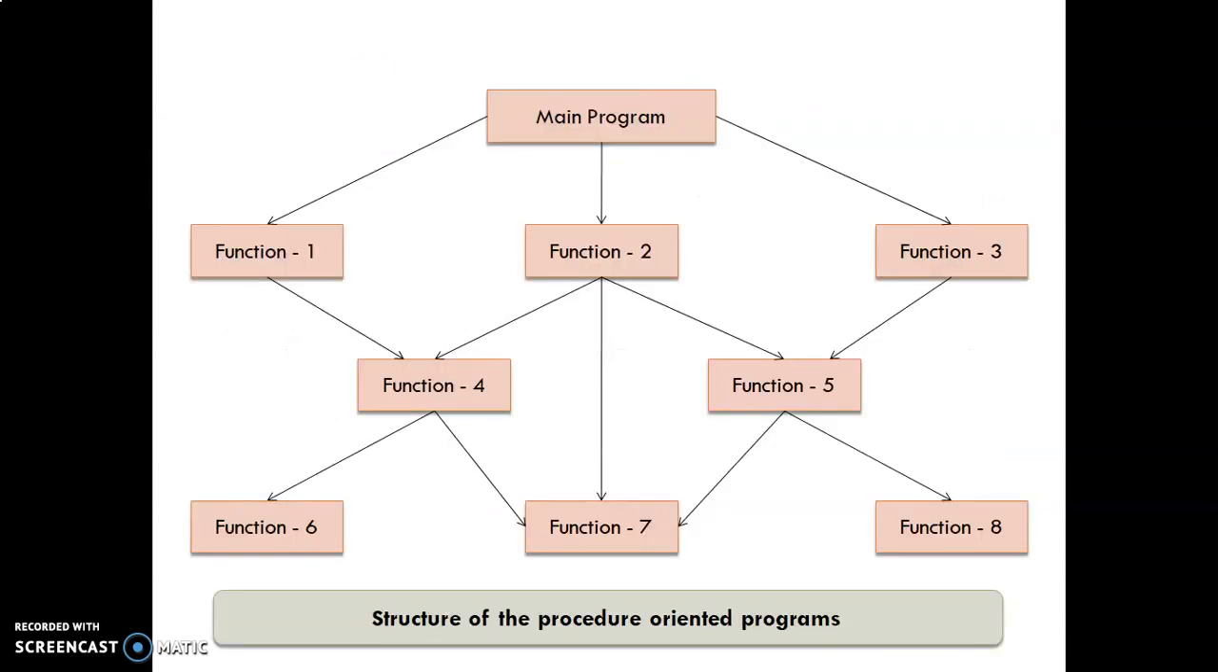You can see here the block diagram. The main program is divided into a number of functions. You can see here the main program is divided into function 1, 2, 3, and function 2 is again divided into 4, 5. So this is how, to complete a task, the functions are written. How are functions written? A number of instructions are clubbed into a single function or more than one function to complete the task.